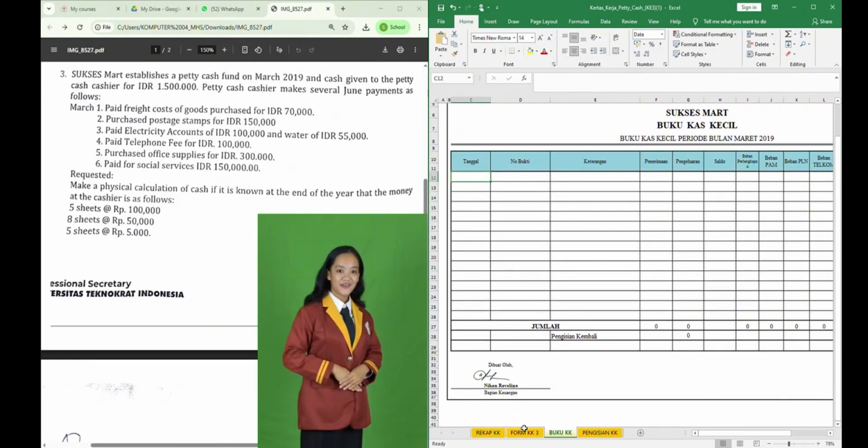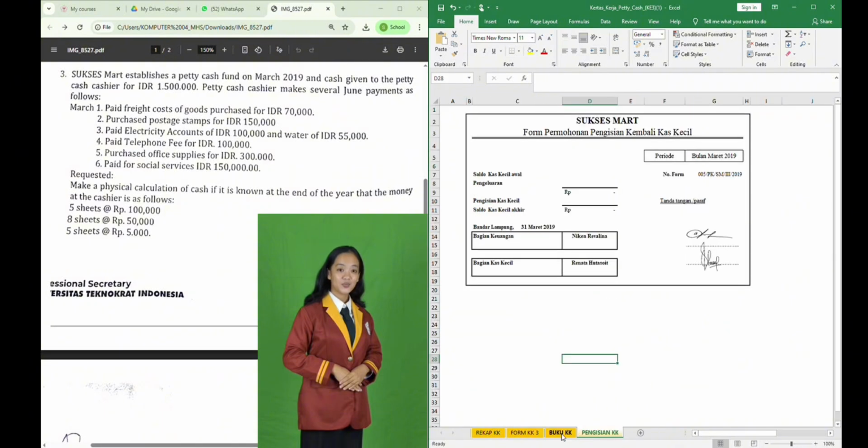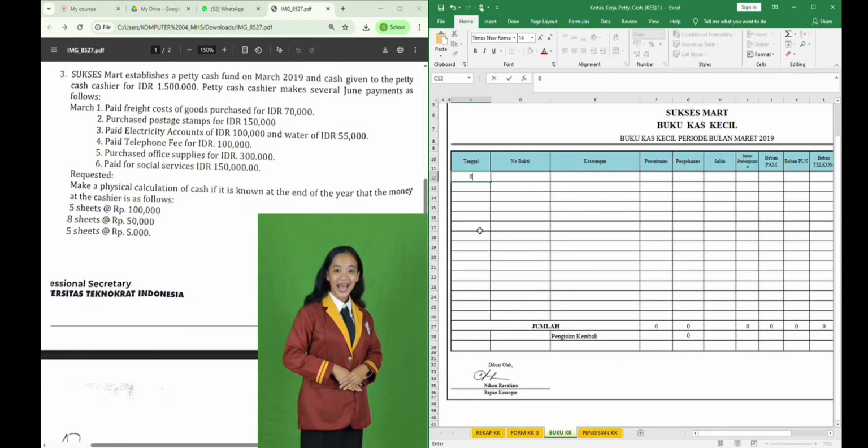Next is to work on the KK book. Write down the date, evidence number, description, and expenses according to what has been inputted in the KK form. Because the first is definitely the initial balance receipt transaction, then enter it into the receipt column 1,500,000 rupiah according to the secretarial book question.